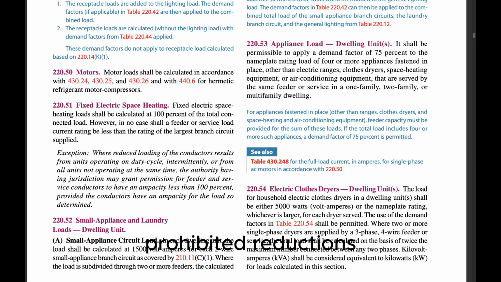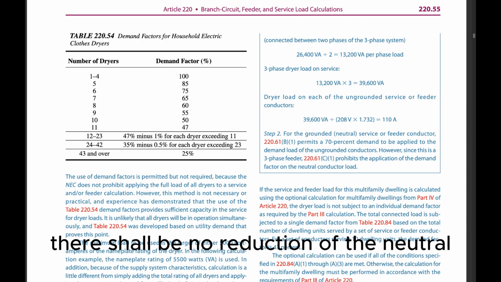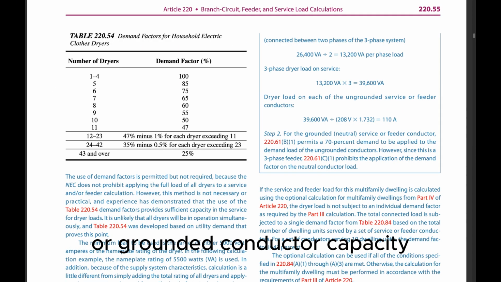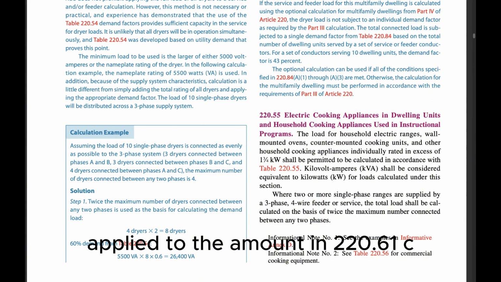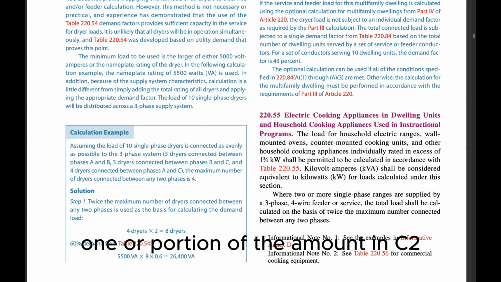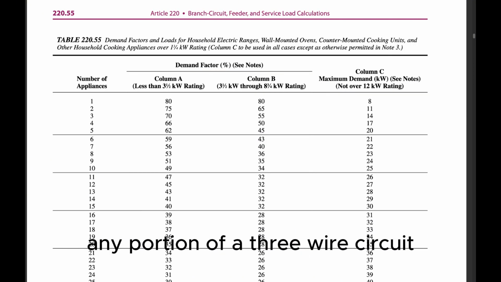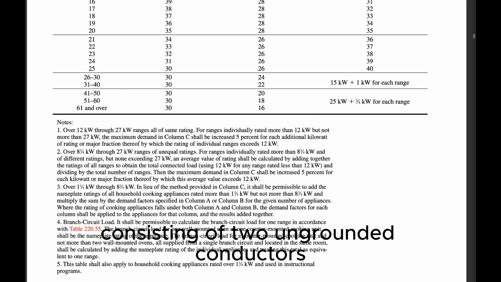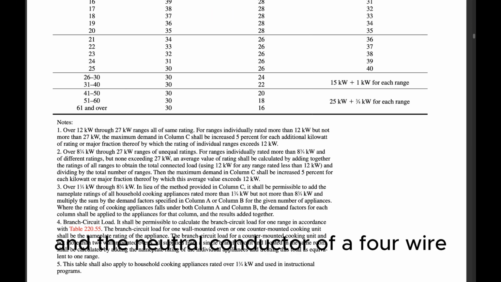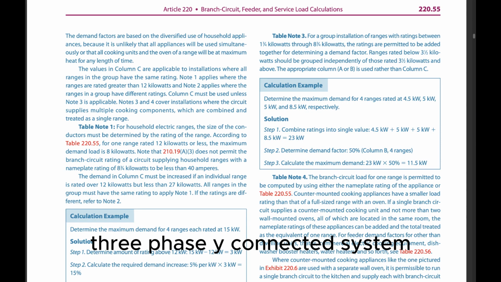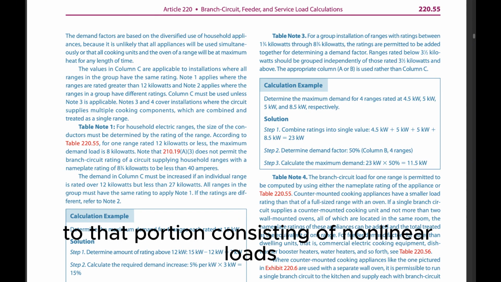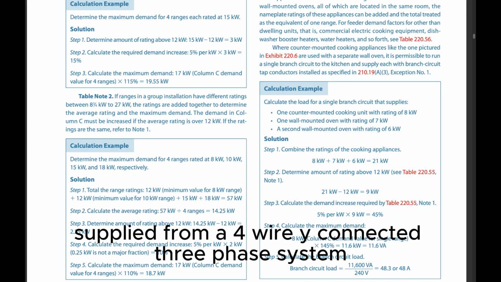Prohibited reductions. There shall be no reduction of the neutral or grounded conductor capacity applied to the amount in 120.61(C)(1), or portion of the amount in (C)(2), from that determined by the basic calculation. 1. Any portion of a 3-wire circuit consisting of 2 ungrounded conductors and the neutral conductor of a 4-wire, 3-phase, Y-connected system. 2. That portion consisting of nonlinear load supplied from a 4-wire, Y-connected, 3-phase system.